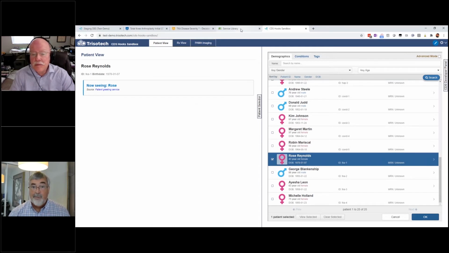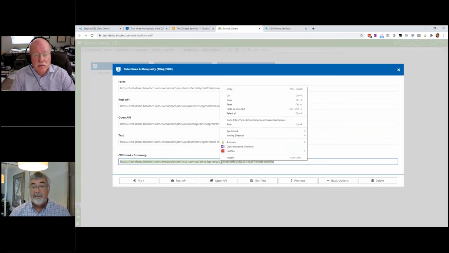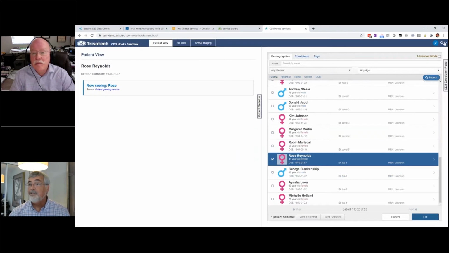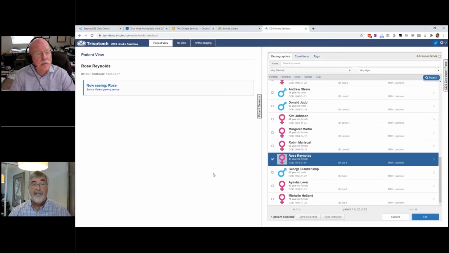Now what I can do is I can go and take this endpoint here, copy it, and add it as a new service that is available into my environment. And as I do this, now suddenly this service becomes available. The CDS hook service calls the automation model for that particular patient, uses all the data of the patient and walks through.